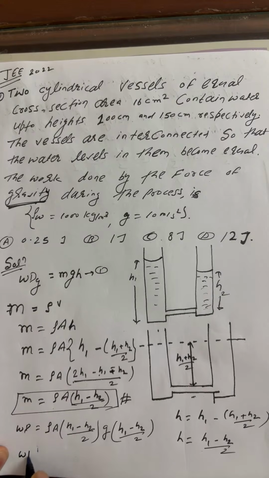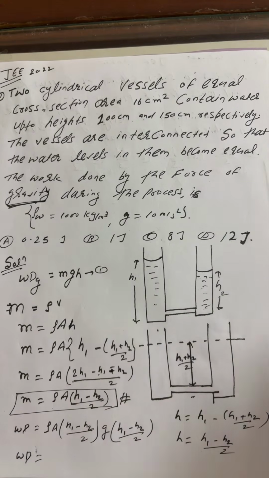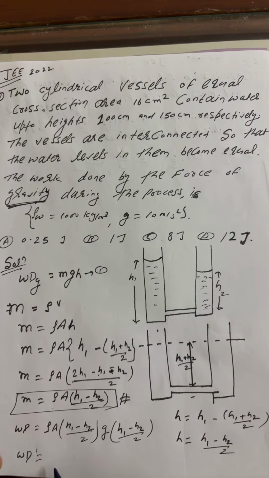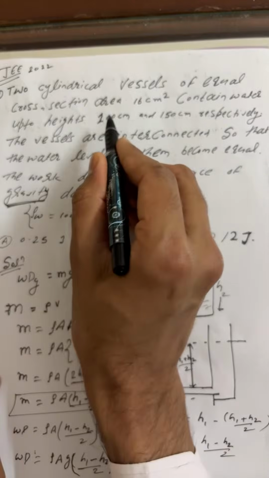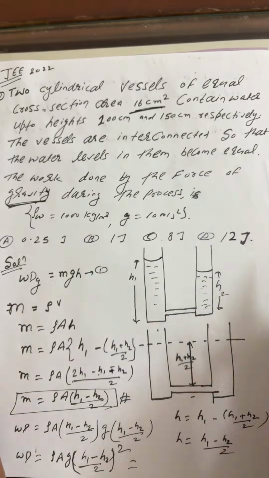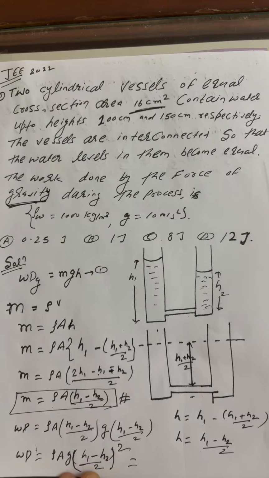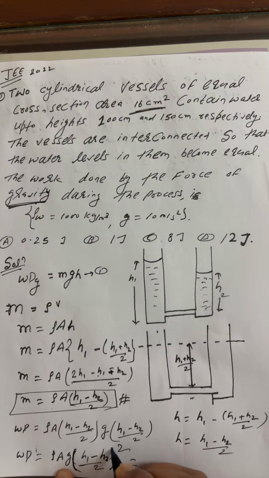Finally, work done we will get. In this question, you can remember as a result: rho A g times (H1 minus H2) by 2 times g, entire whole square. All data is mentioned for us. Rho is the density of water. Area is mentioned as 16 centimeter square. H1, H2, you can take any one, because this is the entire whole square.